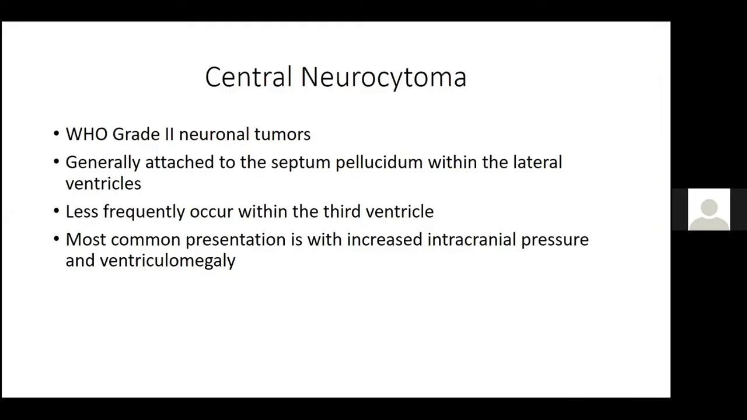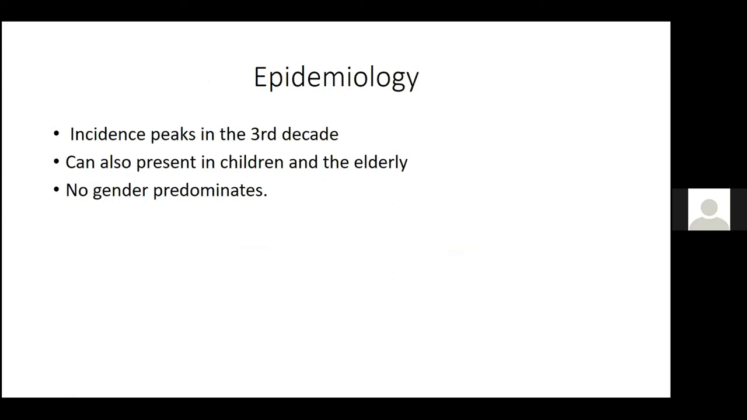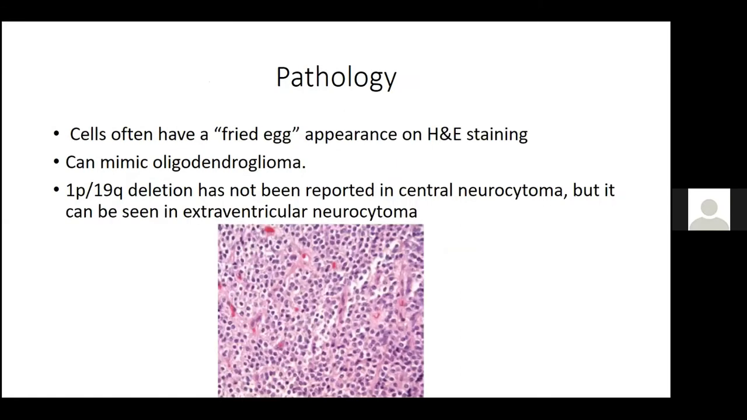Okay, I'll go through this quickly because I want to have time for the last one. So central neurocytomas are WHO grade 2 neuronal tumors, generally attached to the septum pellucidum within the lateral ventricles. They can infrequently occur in the third ventricle. Most common in the third decade, but they can be seen in children and the elderly, and there's no gender predominance. As Dr. Goltagan mentioned, they often have a fried egg appearance on staining. And they can also have calcification.